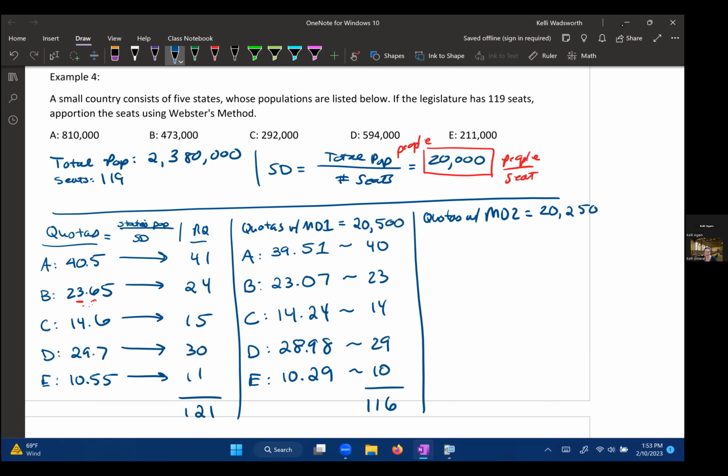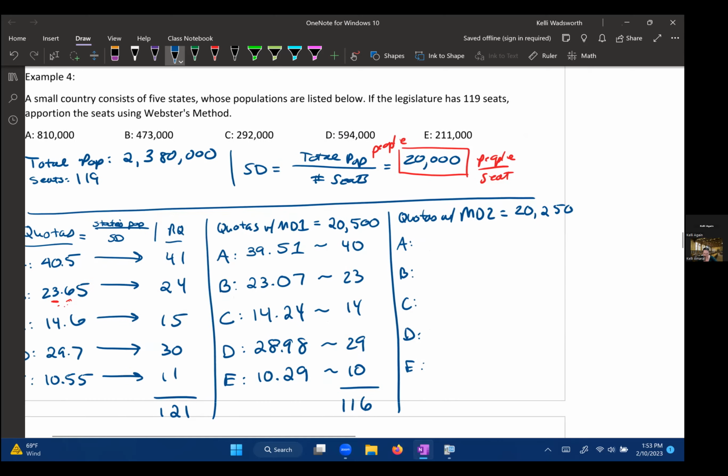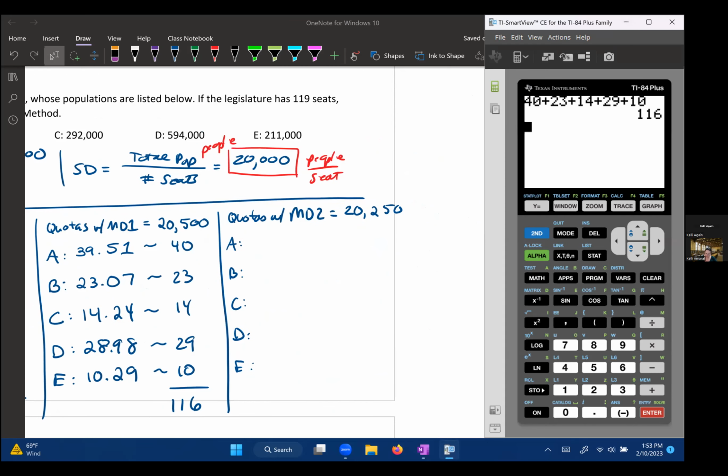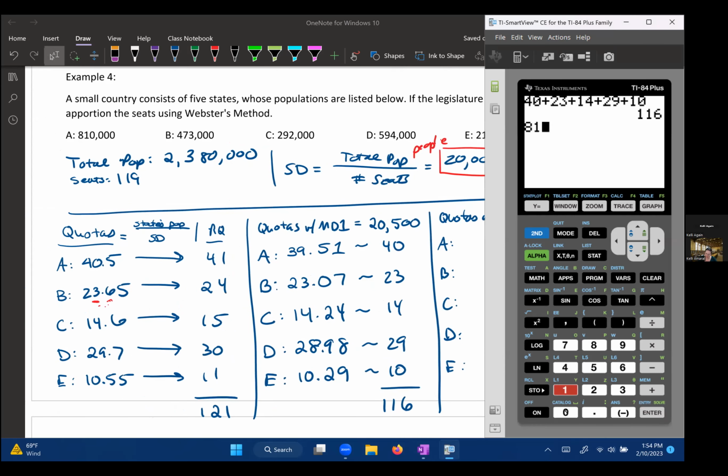So now we have to calculate quotas again for all the states, A, B, C, D, E. All right, I'm going to slide this over so I can also show the calculator. We're going to do, again, the populations. Now I don't know the populations. So state A is 810,000. All right, I'm doing 20,250.